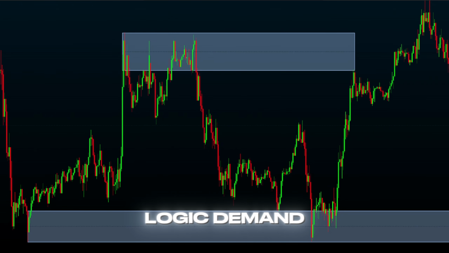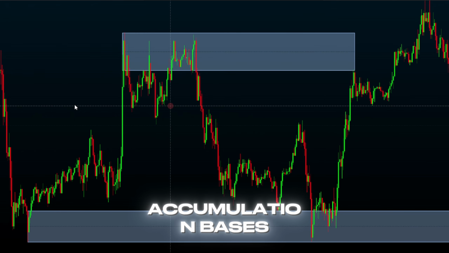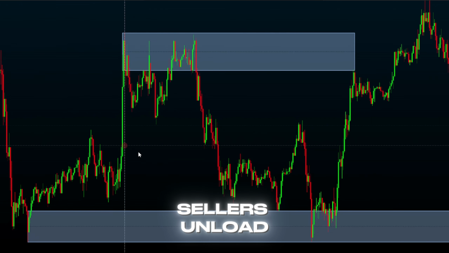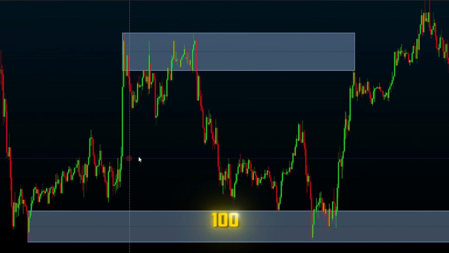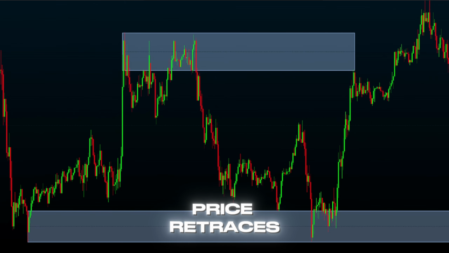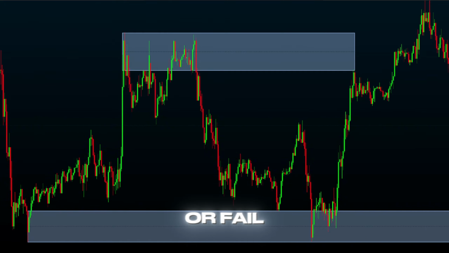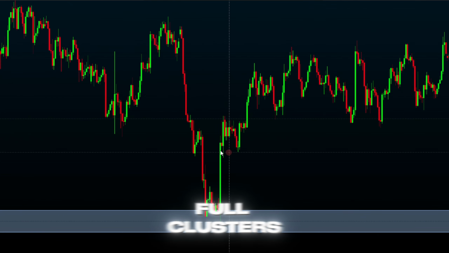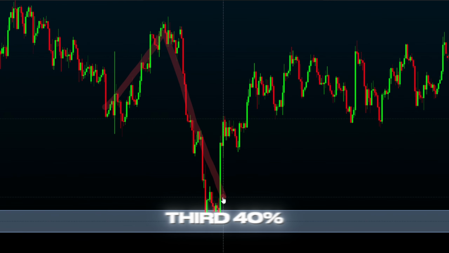In Wyckoff logic, demand builds an accumulation base, where buyers absorb supply. Supply builds distribution tops, where sellers unload. Hypothetically, a 100-point up move skips 30 points of value. Price retraces to the zone's upper edge, where trapped sellers defend or fail, dictating bounce or break. Advanced zones deplete with tests. Fresh is the first, with an 80% reaction from full clusters, second 60%, third 40% as orders fill.